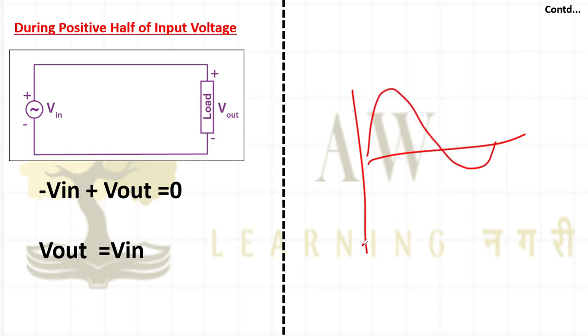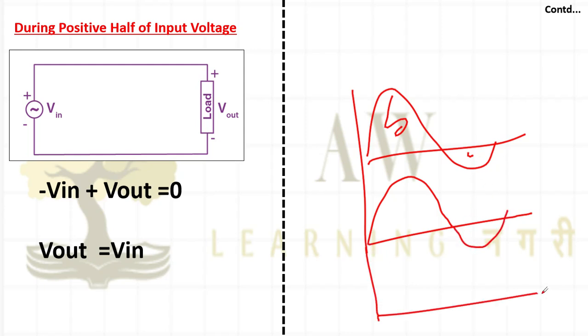Okay, so if I am getting V out equal to V in, it means I will follow the same route. Second thing, if I am getting V out equal to V in in the negative half cycle, I will follow this, whatever the nature of this, I will follow it.